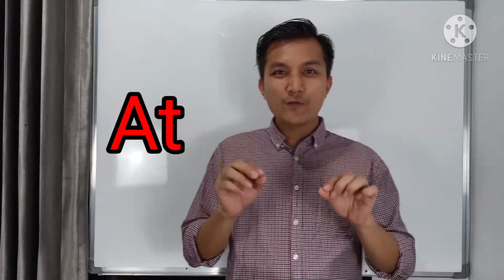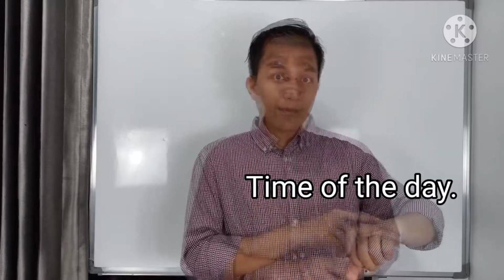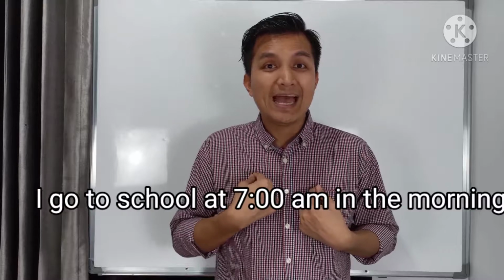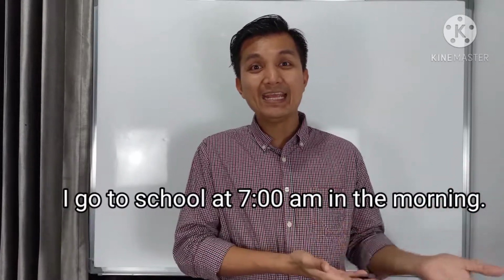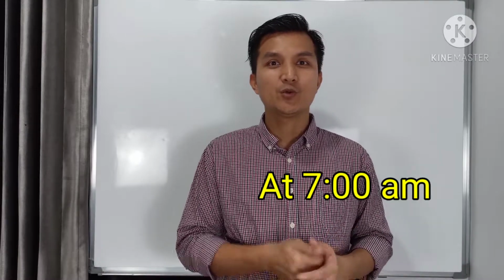Now we will be talking about at. So at is a very specific preposition for telling time and places. Alright, so let's dive in. If we are talking about at, we are talking about a specific time of the day. For example, I go to school at 7 a.m. in the morning. So that's great, right? There is a time, so you will be saying at 7 a.m. in the morning.